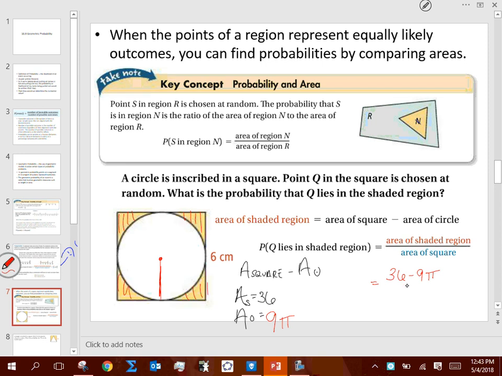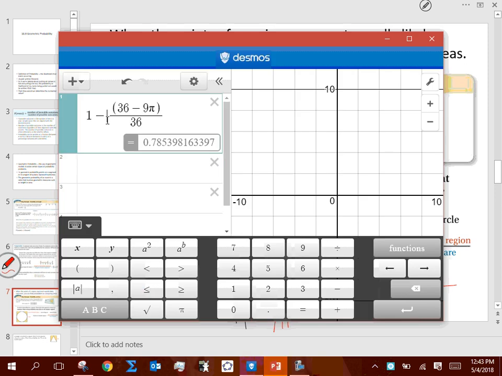Okay. What is the total target area? That would have been the square, correct? So I put the square's area on the bottom. And I could evaluate that. Okay, grab my calculator. Gives me that number right there, right? Okay, 36 minus 9 pi over 36 is 0.21. So a 21.4% chance that I hit those yellow regions, right?